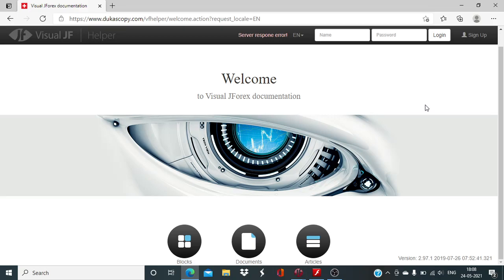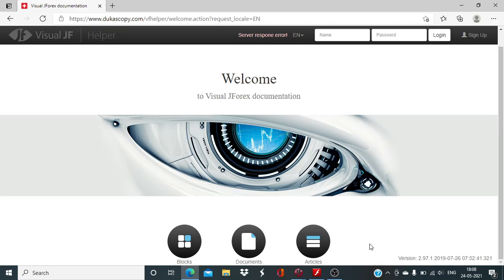Myself Vaibhav. In today's session of Visual JForex, we will be continuing our algorithm development work using the indicator Relative Momentum Index, RMI. This is the third and the final session in which I will be trying to complete the algorithm, and we will see how we can then test it using the historical data also.